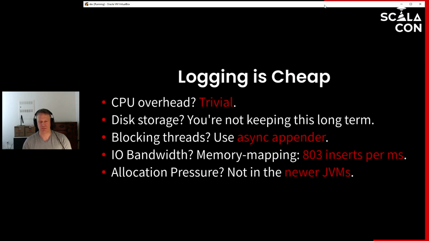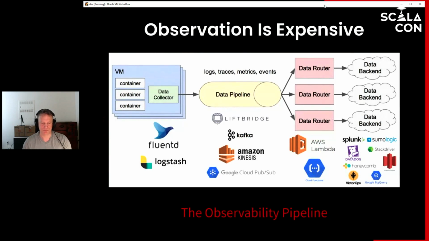And allocation pressure used to be more of a concern, especially in 1.8 and earlier JVMs. But the new JVMs, Shenandoah and ZGC, just make this a non-issue. You just don't see that anymore. And you can click on those links afterwards, I'll put the slides up.